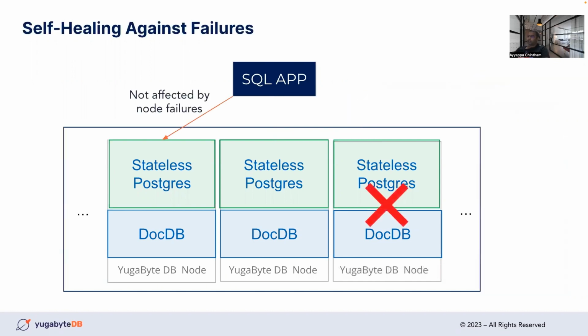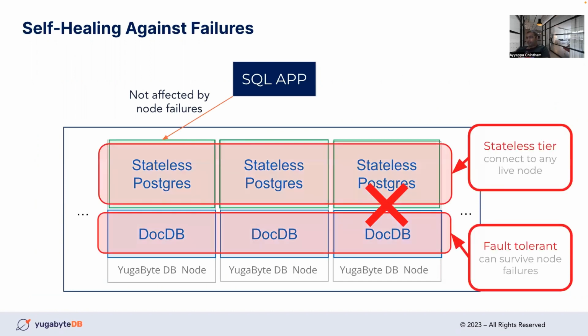In case of any node failures, the services will not be affected since we have DocDB storage, which provides fault resiliency by using data replication, and Postgres service is across multiple nodes. Multiple Postgres services are running in each node. The services can use any node to connect and work on the data.